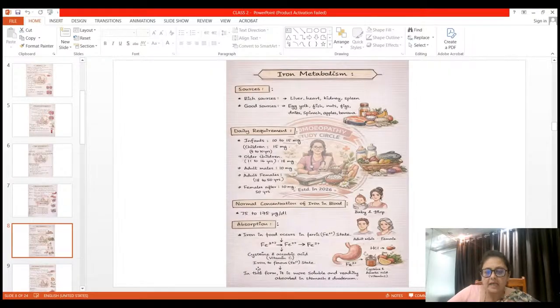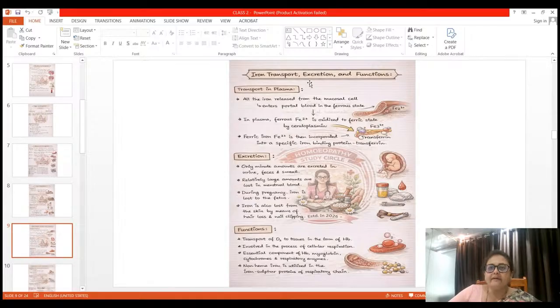So cysteine and ascorbic acid, that is vitamin C, is very important for iron absorption, and also the acidic environment of the stomach. These two are very important, because vitamin C in the presence of stomach hydrochloric acid helps in conversion of ferric iron to ferrous iron, and the ferrous form is the one which is readily absorbable. It is more soluble and absorbable, and it gets absorbed in the stomach and duodenum.